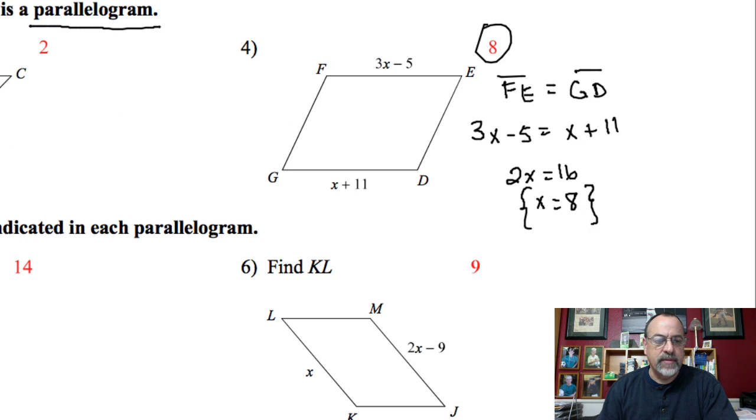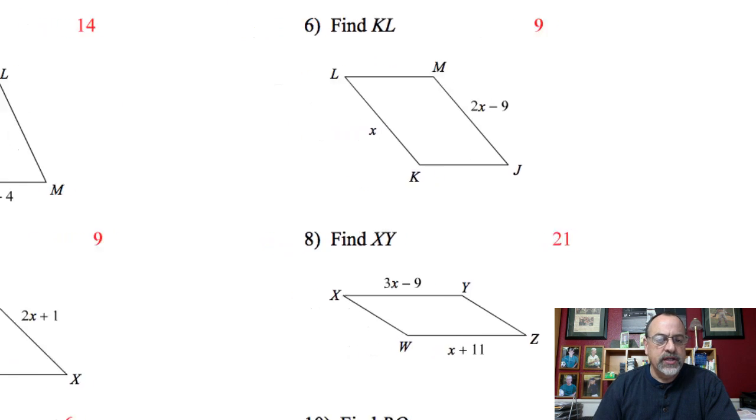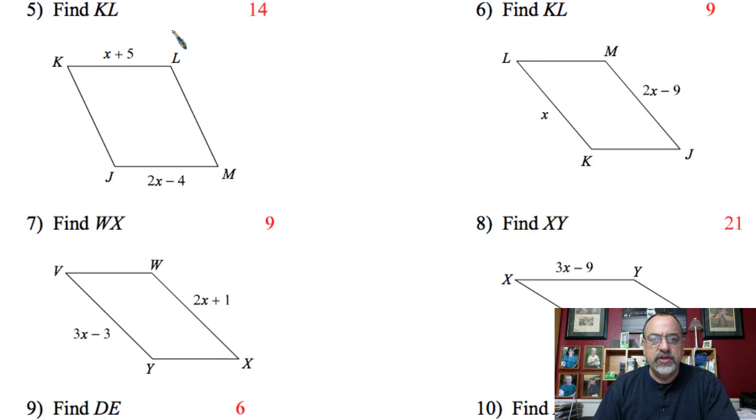And let's look at some that might be a little more challenging. Let's take a look at number 5. I don't know that the algebra is any more challenging, other than the fact that it asks us to do something else besides find the measure of x. It says to find the length of KL. So once I determine what x is, I'll need to substitute it back in to find the length.